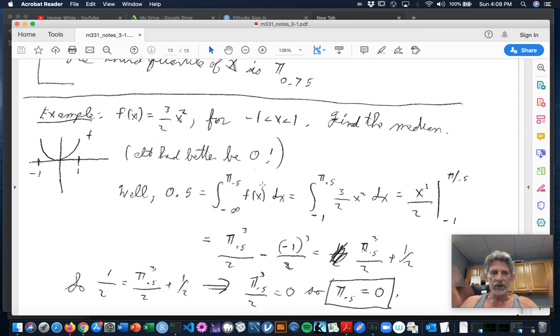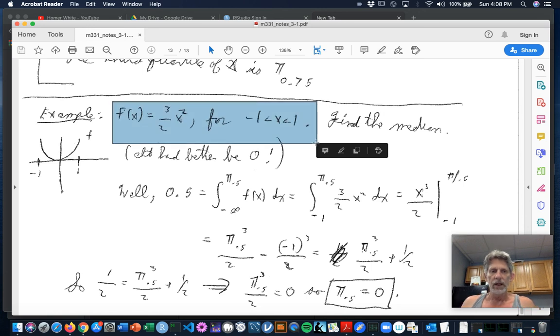So computational example, say we've got some probability density function, 3/2 x squared for x between -1 and 1. That really is a PDF. If you integrate it over the support, you do get a 1 for 100%. Find the median of this random variable that has this f as a PDF.